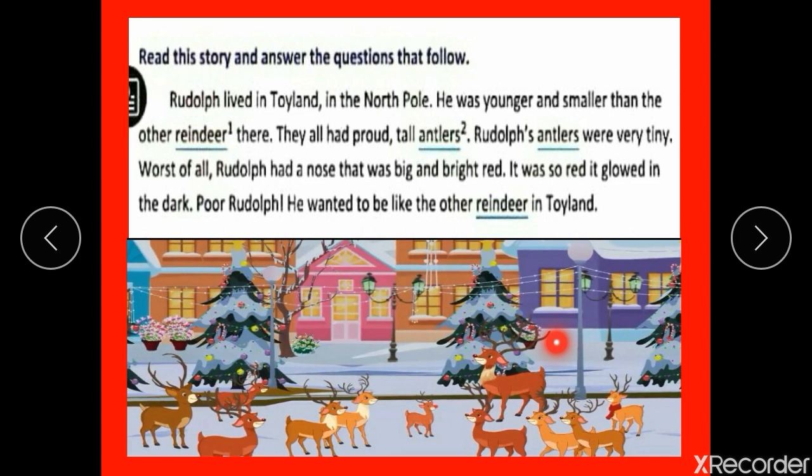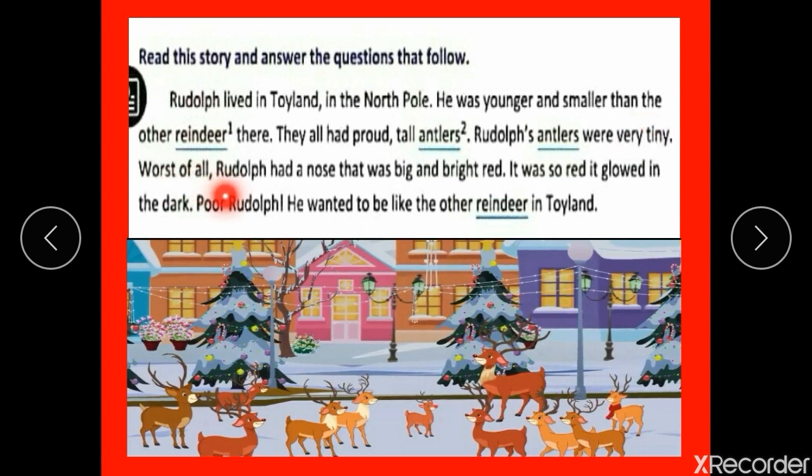Horns shaped like branches. Reindeer horns are shaped like branches. They are called antlers. Okay. Rudolph's antlers were very tiny. Underline the word tiny. Tiny means very small.